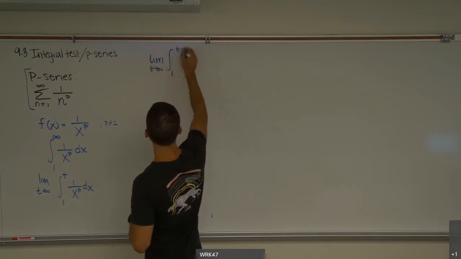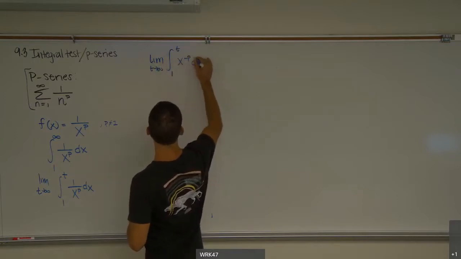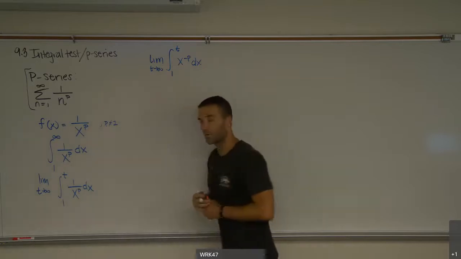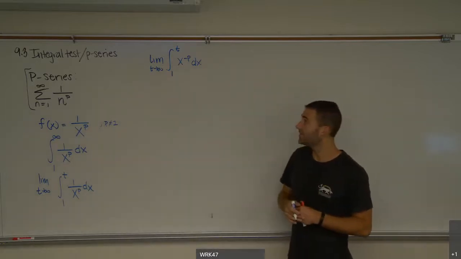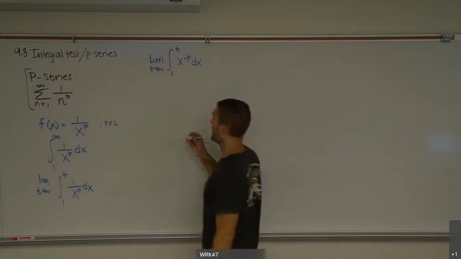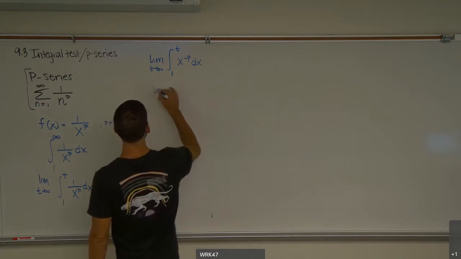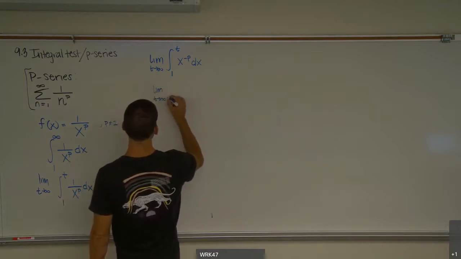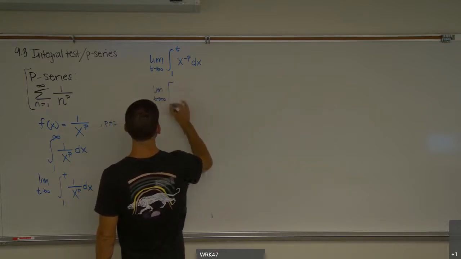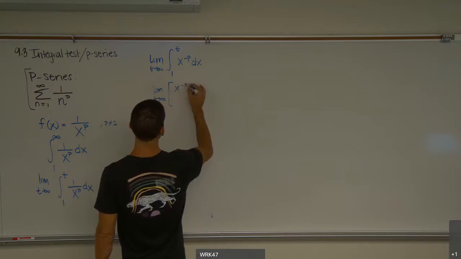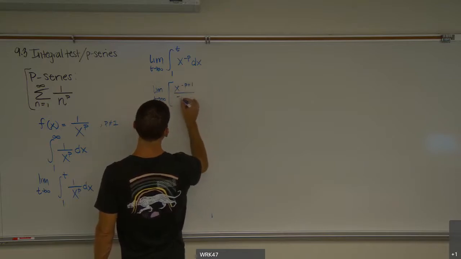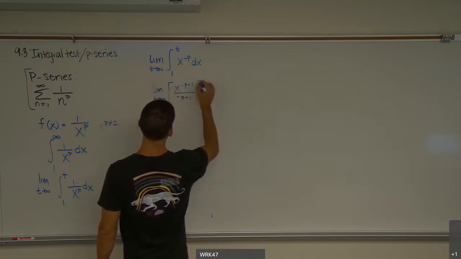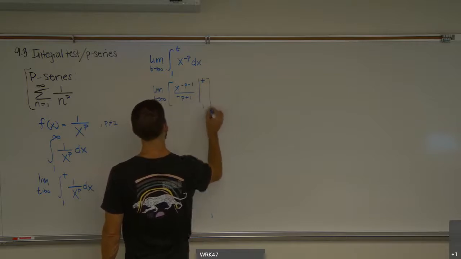So the integral from 1 to t of x to the negative p, 1 over x to the p or x to the negative p, and use my power rule on it. I can use my power rule because p is not 1. That's what makes the difference here. So we get x to the negative p plus 1 over negative p plus 1, evaluated from 1 to t.